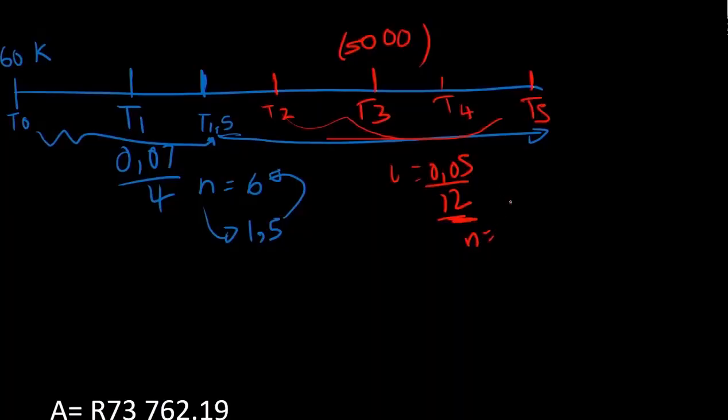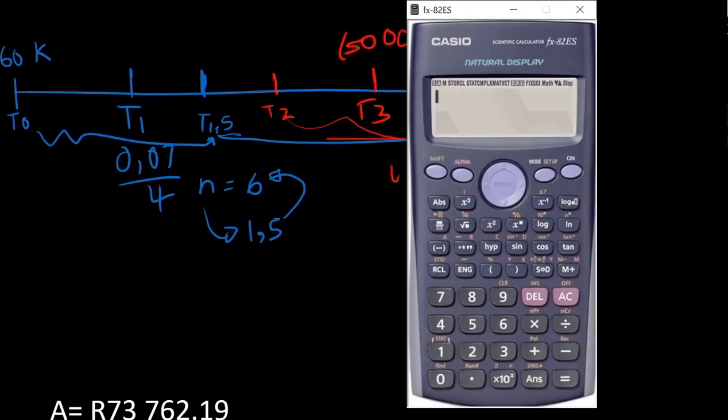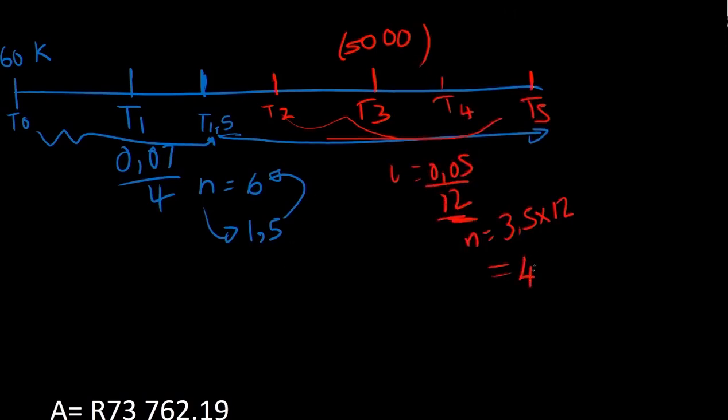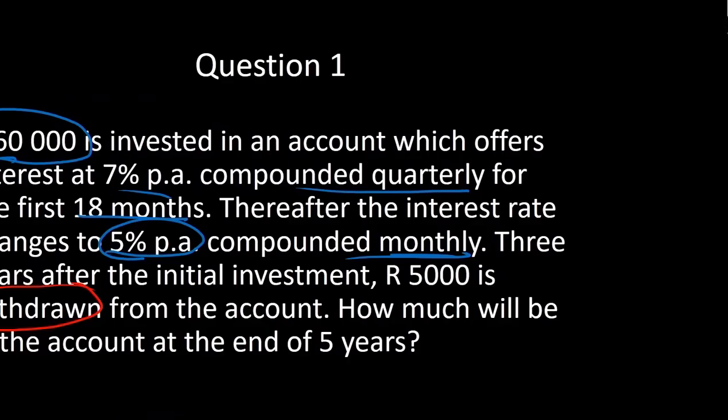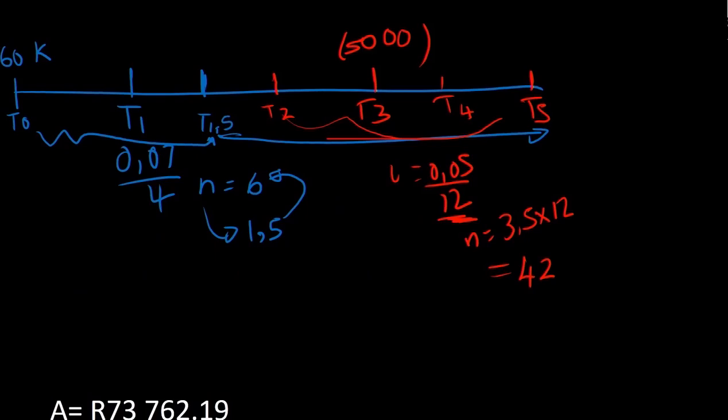So we sort out n, which is 3.5 times 12. Again, we're going to see what that is. Let's just quickly do it now. 3.5 times 12. So we've got 42 compounding periods to the end of this investment. And of course, we want to know how much is going to be in the account at the end of the 5-year period.